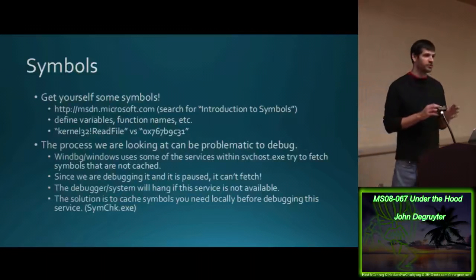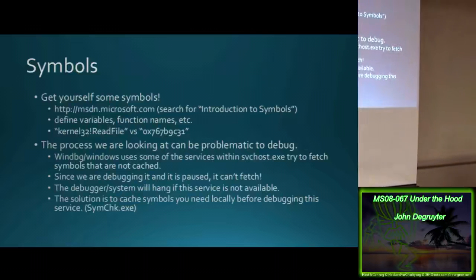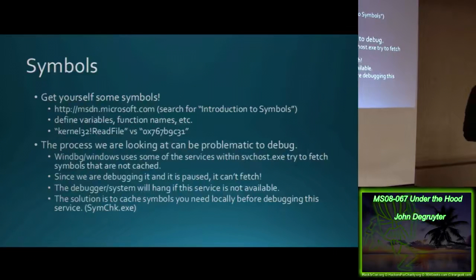But with this particular process, with this svchost.exe, that can be a problem because when we freeze it, that's the process that's involved in going out and fetching those symbols. So it's basically just going to hang the system. So to get around that, what you need to do is cache all the symbols locally before you start debugging. And you can do that with a tool like symchk.exe. And if you Google Introduction to Symbols, MSDN has a really good brief introduction on that. So check that out.